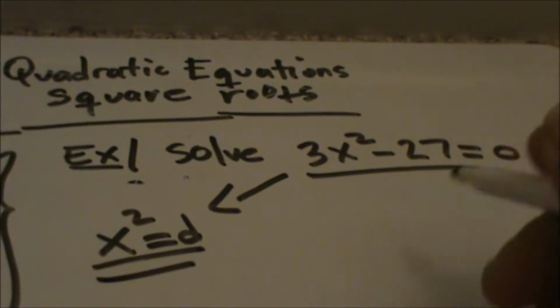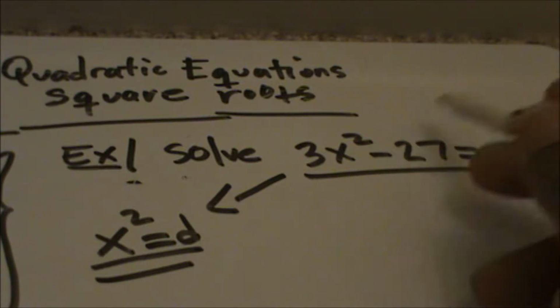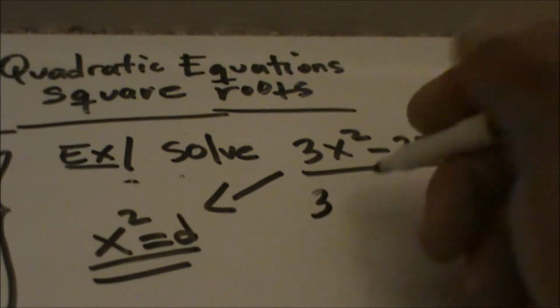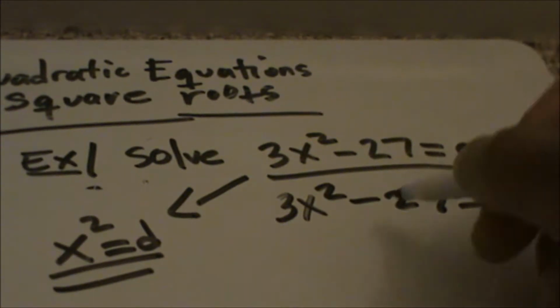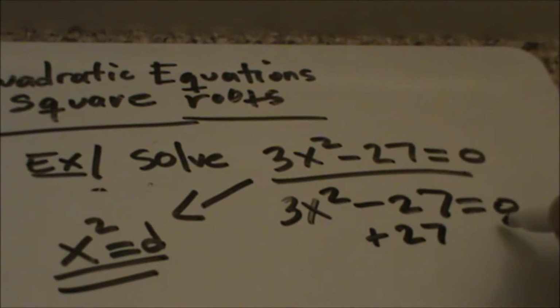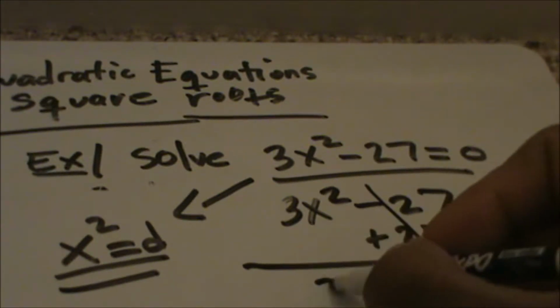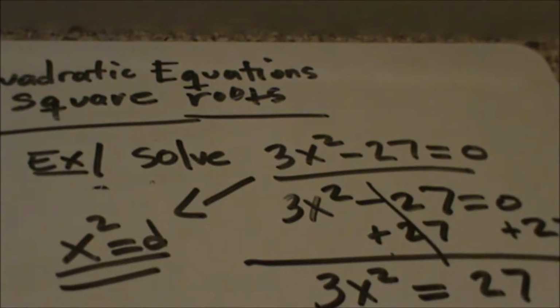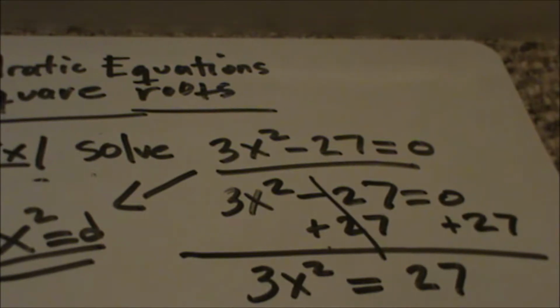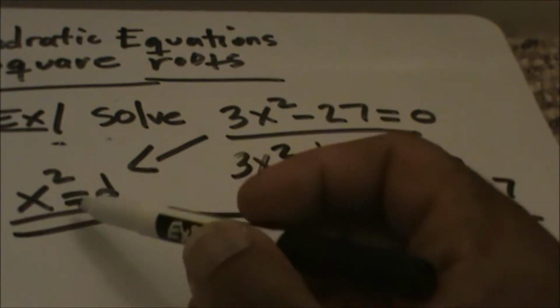Easy. When you solve an equation, we have to get the negative 27 on the other side. And how do we do that? Let me write this over again. We're going to add 27 on both sides using the properties of equality. Negative 27 and positive 27 cancel. We have 3x squared equals a positive 27. Now the final step, we have to get rid of the 3 in front of x squared so that it looks like this.